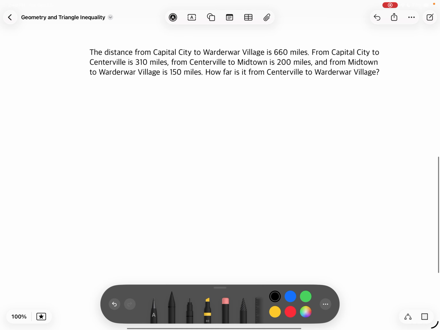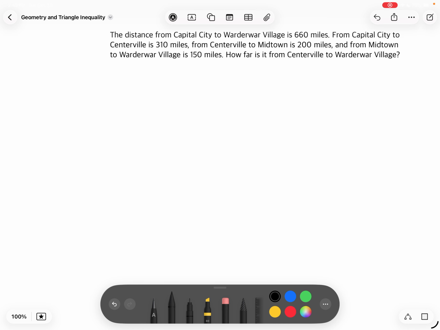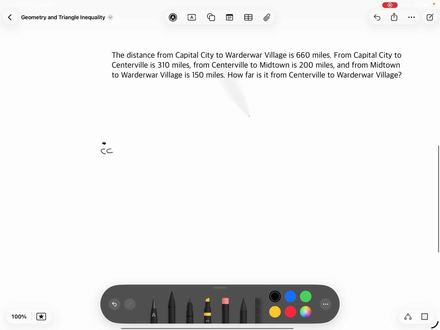So it's really going to help in this problem if we create a diagram to help us understand where everything is. Let's set our point representing Capital City right here, marked with CC. Then we're going to have Waterworth Village marked up here with WV. Slightly below that, we're going to have Centerville, marked down here with a CV. And then we're going to have Midtown, which is going to be slightly closer to Waterworth Village. Of course, this is obviously not to scale.